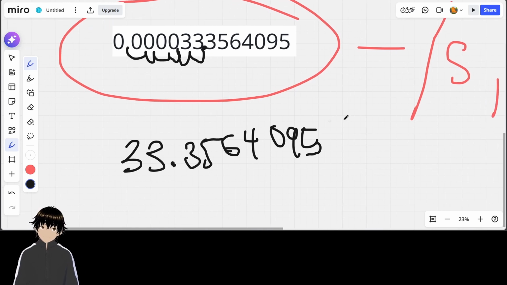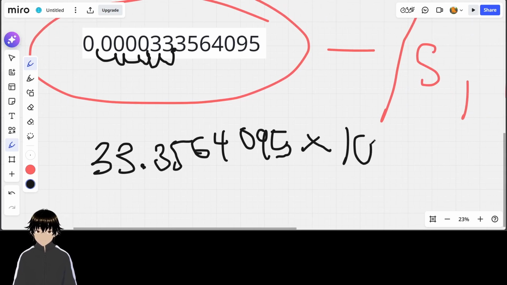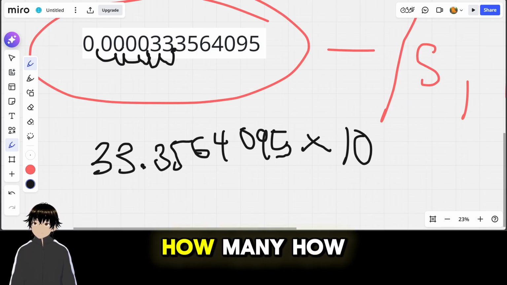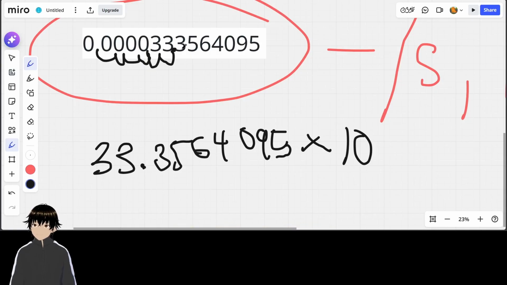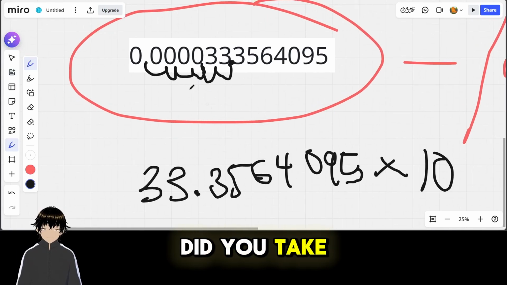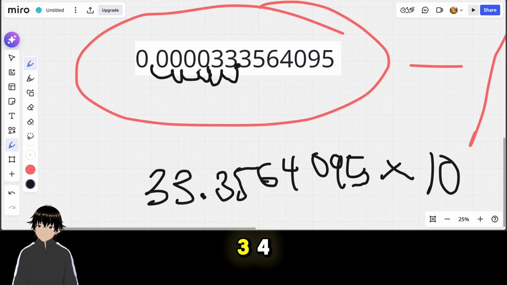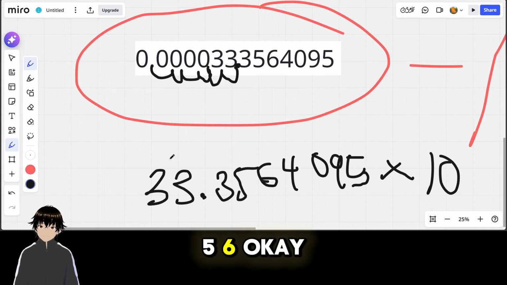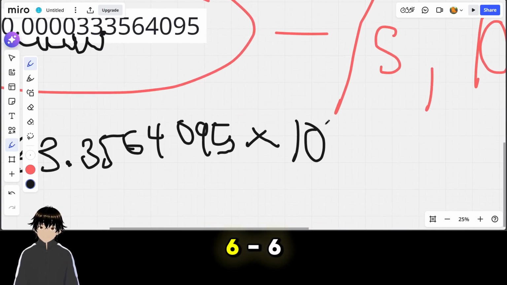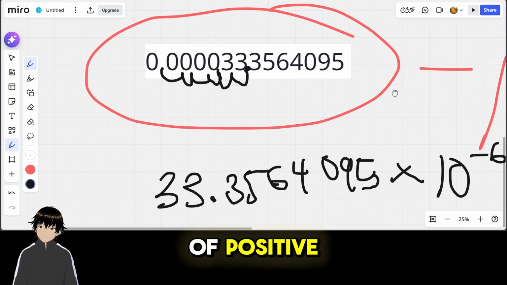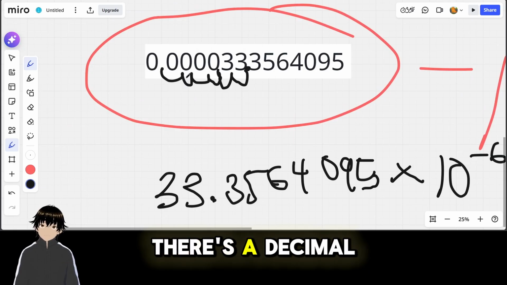Okay? Now, we need an exponent for this 10. You just count how many places you took in order to get to 33, okay? So we can just count 1, 2, 3, 4, 5, 6. So you get 6. Negative 6. Why negative instead of positive? Because there's a decimal point there.